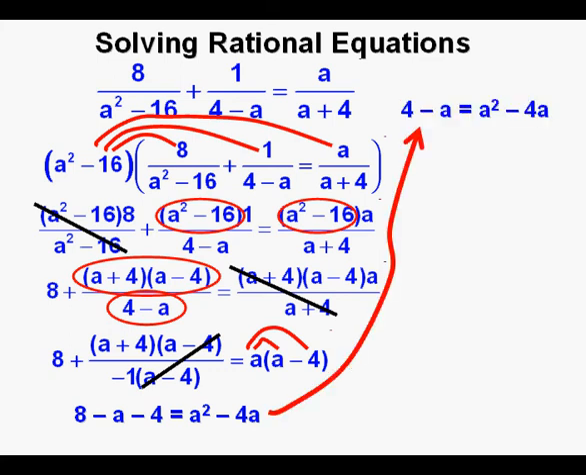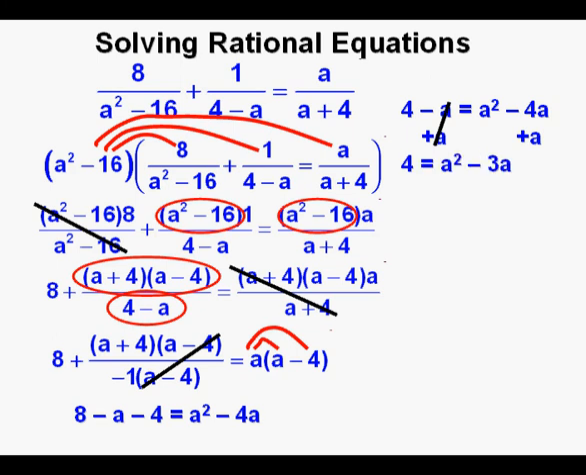Then going to the upper right of the board to get needed room, we have 4 minus a equals a squared minus 4a. Next we add a to both sides of the equation. The negative a plus a cancel each other on the left side. And we bring down what's left. 4 equals a squared minus 3a. Next we solve for 0 on the left side by subtracting 4 from both sides of the equation. 4 minus 4 cancel on the left side. So now we have 0 equals a squared minus 3a minus 4.